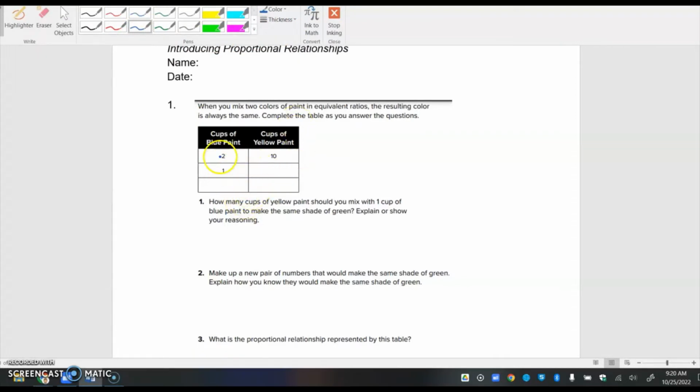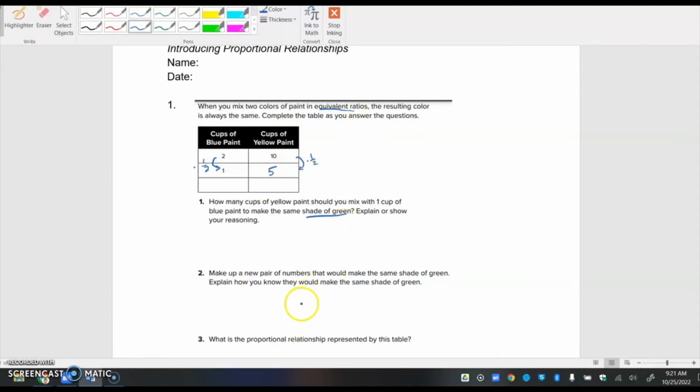One relationship that I see here is when I start with 2 cups of blue paint, but then I'm trying to figure out how much I need if I only use 1 cup of blue paint, but I want that same shade of green, I need to make an equivalent ratio. So what I did here is I halved my recipe, right? I multiplied by half or I divided by 2. So the same I need to do here, I need to multiply by a half or divide by 2. That's the same thing. So 10 times a half is 5.